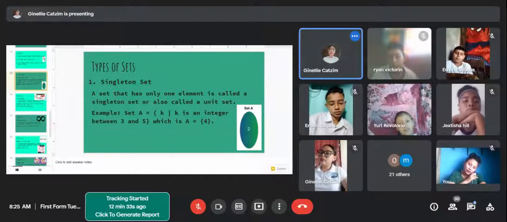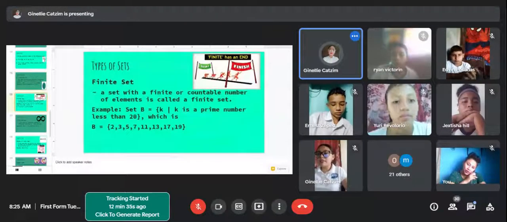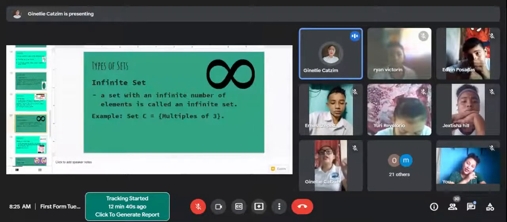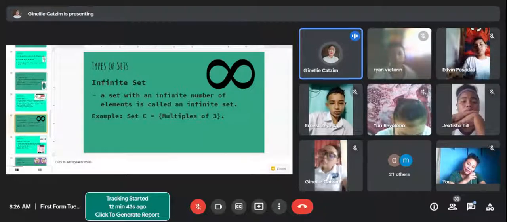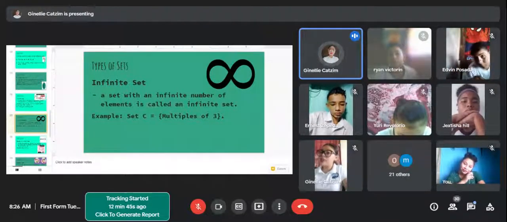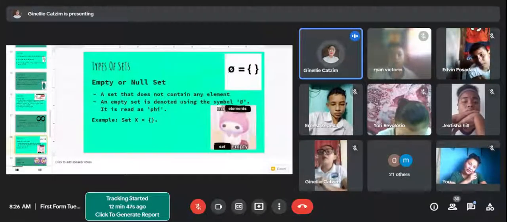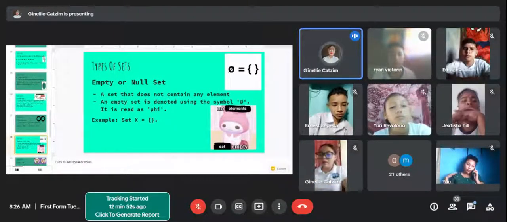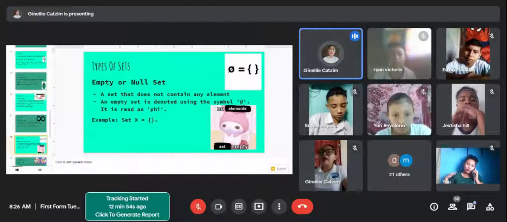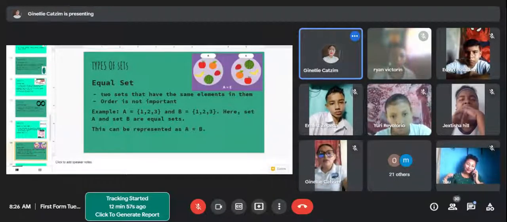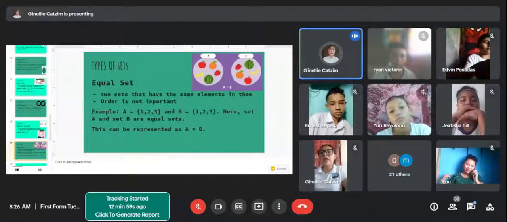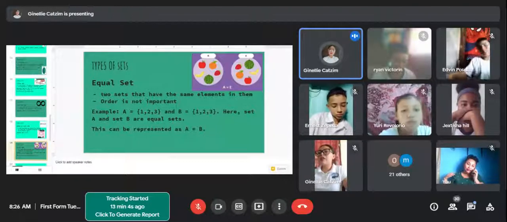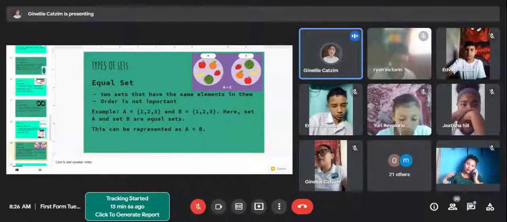So the singleton set has only one element. The finite set can be counted, it has an end. The infinite set cannot be counted. I give you the example of the stars, which cannot be counted. An empty set has no elements. No elements, right? And let's see the equal set. When one set is equal to the other, they have the same elements.